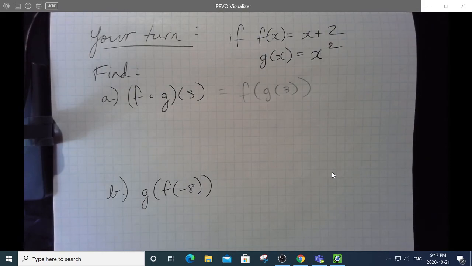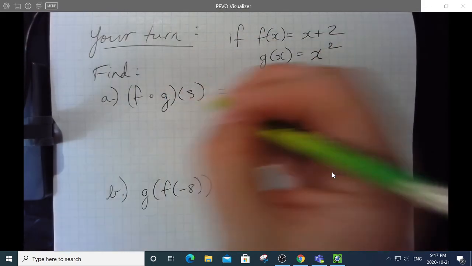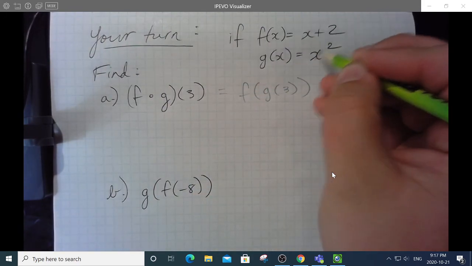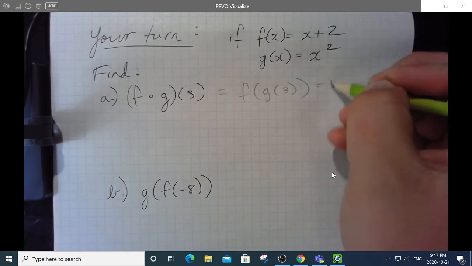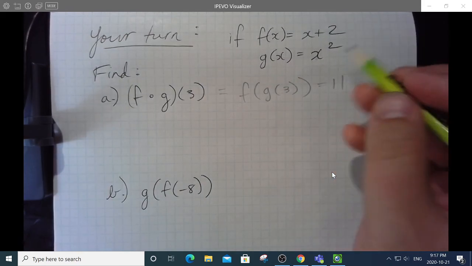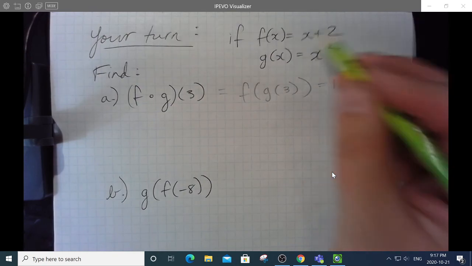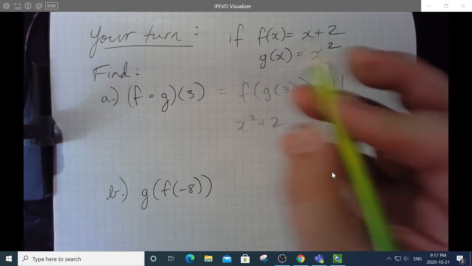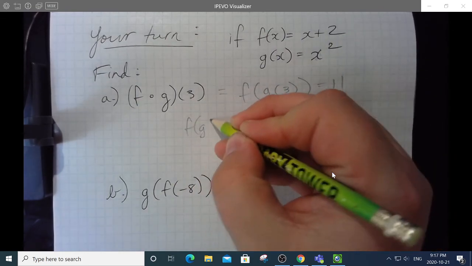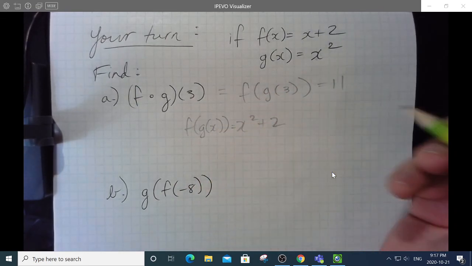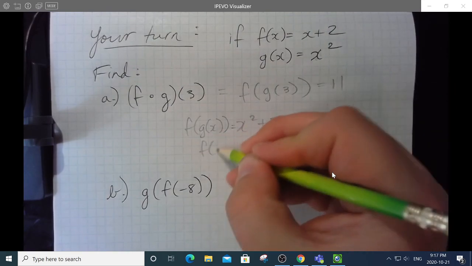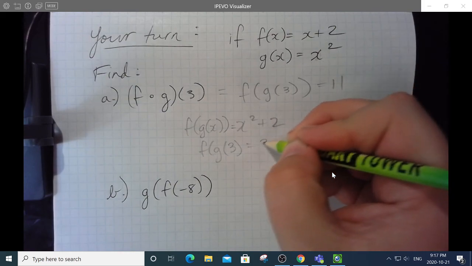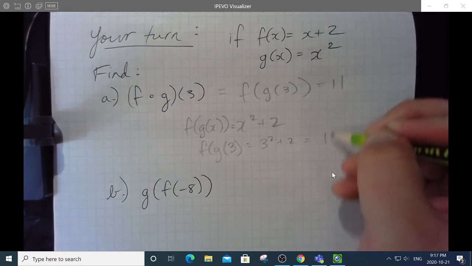Did you try it? You should have got, let's see, I'm going to do it the number way first. I'll plug 3 in here. 3 squared is 9. 9 plus 2 is 11. I'll do it the formula way now. I'm going to plug g of x into f of x, which is going to be x squared plus 2. So that's f of g of x. And then I'm going to find out what f of g of 3 is. And that's going to be 3 squared plus 2, which is 11.